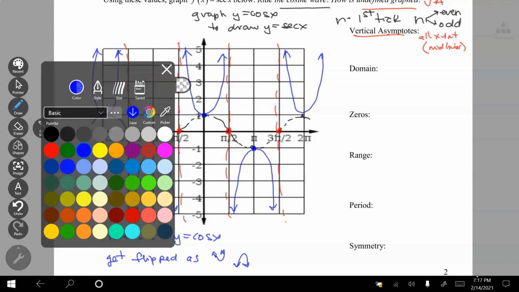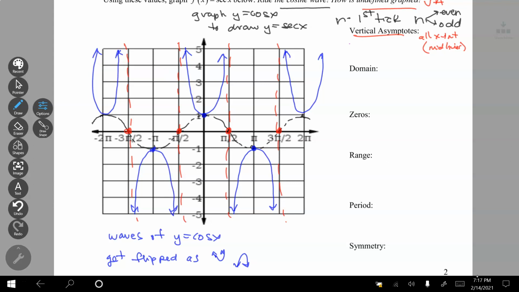So let's do my vertical asymptotes. This would be n times whatever the first tick mark is. The first tick mark is pi over 2, and I have to decide, is it even or odd? Well, if I go from here to the first asymptote, it's 1 square away. And it's 3 squares away, and it's -1 square away, it's -3 squares away. These are all odd numbers.